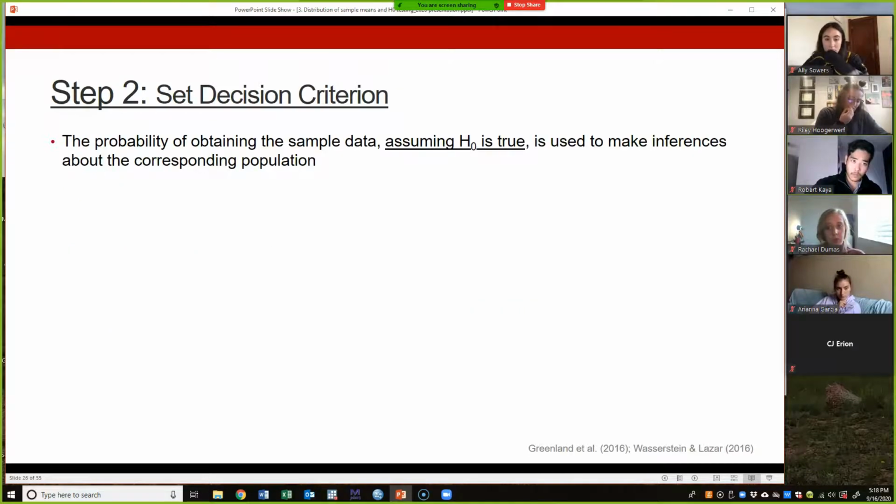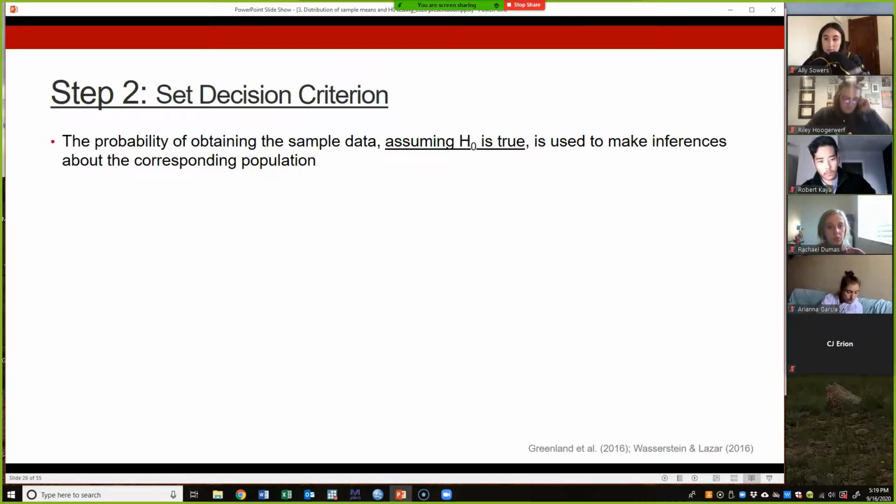Okay. The second thing we're going to do is set our decision criterion. This is going to be the probability of obtaining the sample data, assuming that the null hypothesis is true, that I'm going to use to start to make inferences on whether or not something is supported by my data. So assuming that the population of older individuals taking supplements does have an average memory score of 80, how far off do I need to see, or how unlikely a sample do I have to get, before I start to say it seems like these data were not pulled from a population having a mean score of 80?